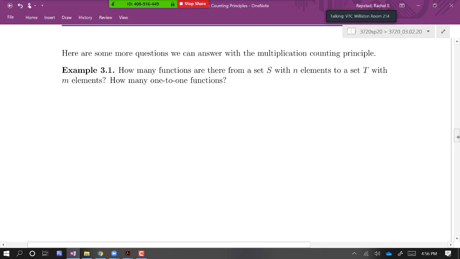Let's do some stuff with the multiplication counting principle. So let's say we have some set S with n elements, and we have another set T with m elements. How many functions are there that map from S into T? And then we'll look at how many one-to-one functions. But first, how many functions?